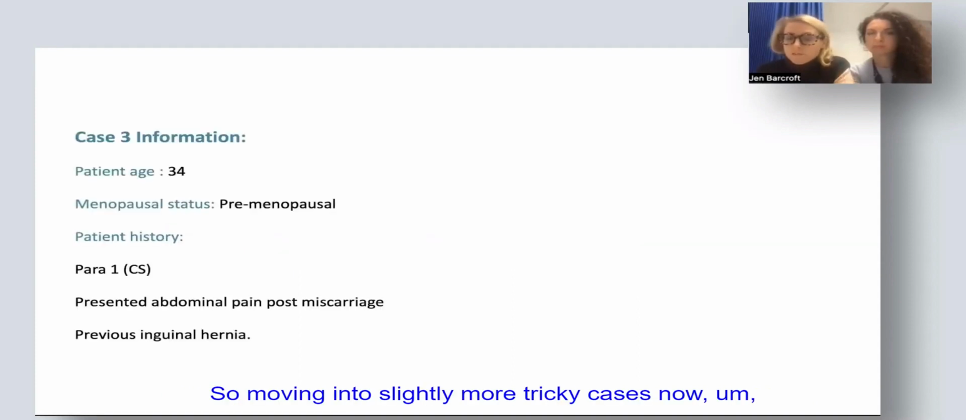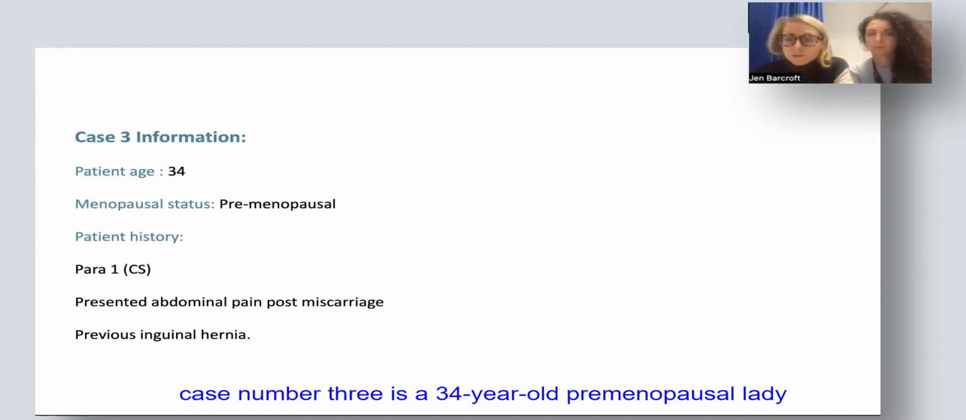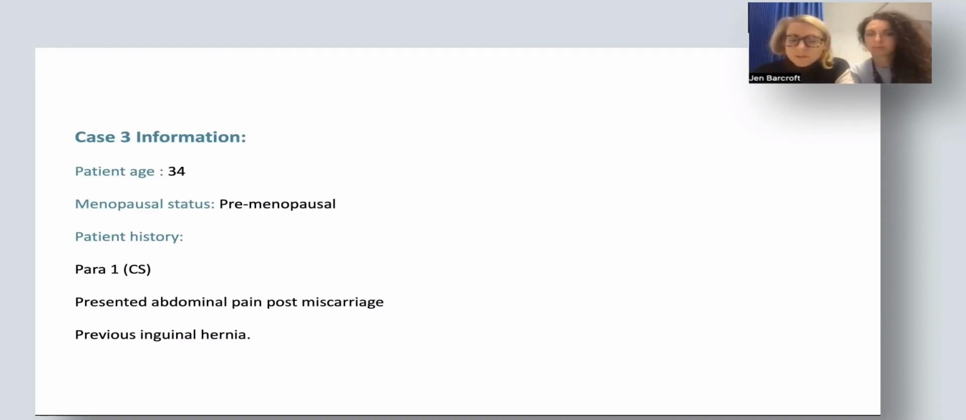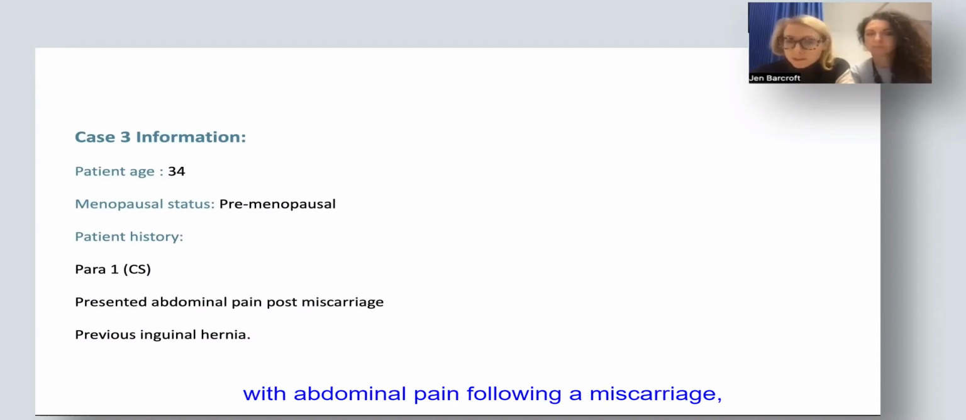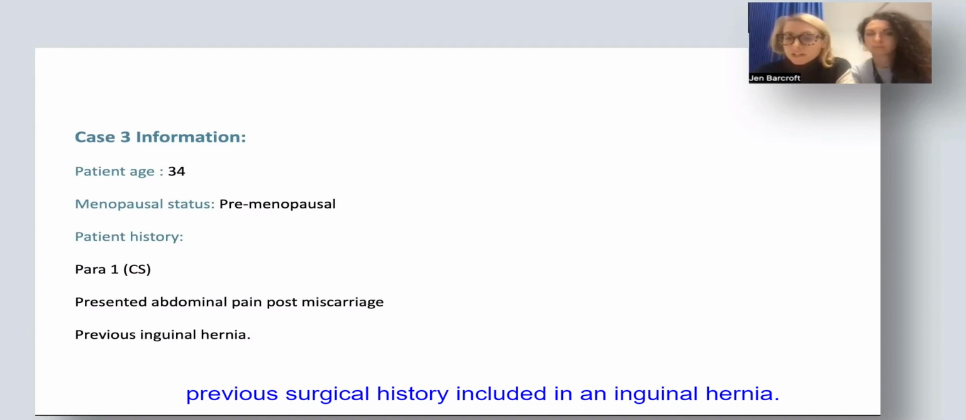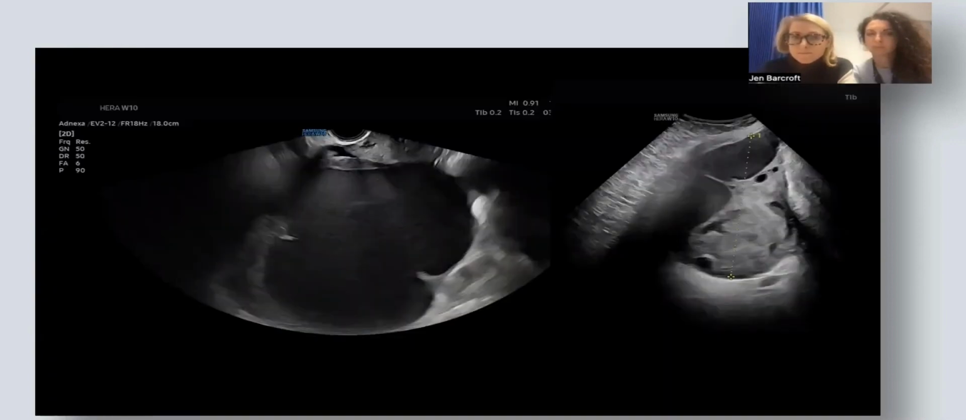So moving into slightly more tricky cases now. Case number 3 is a 34-year-old premenopausal lady who had one previous pregnancy, which was managed by a cesarean section, and she presented with abdominal pain following a miscarriage. Previous surgical history included an inguinal hernia.